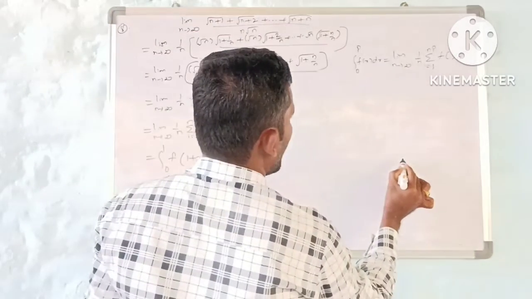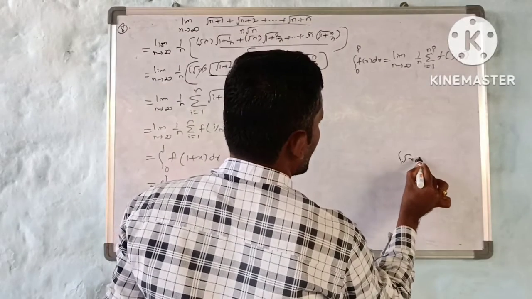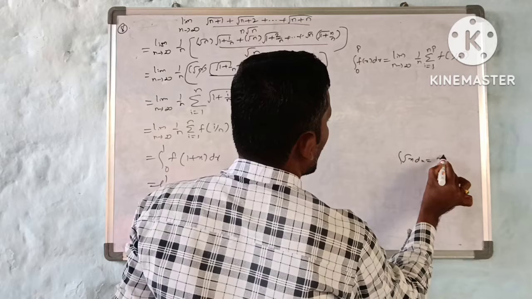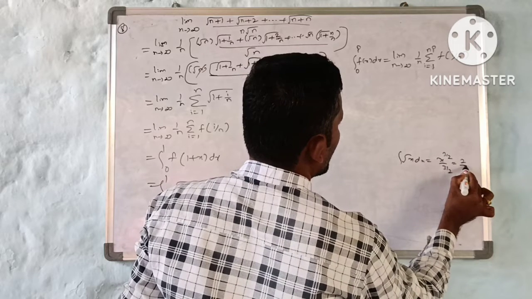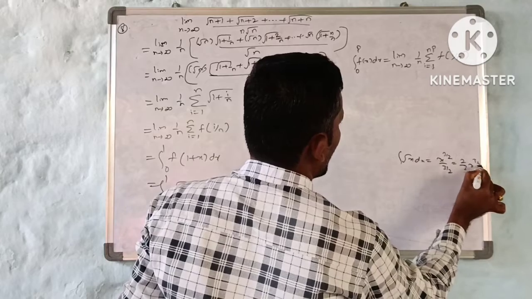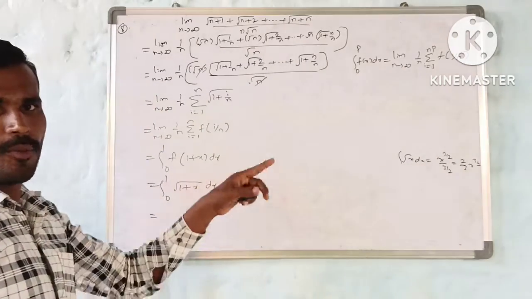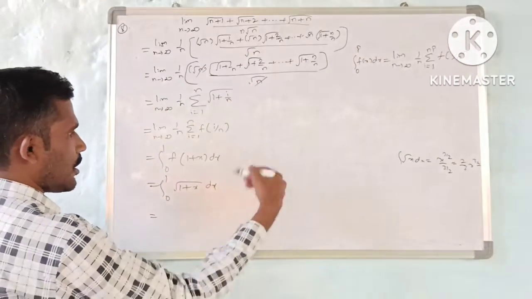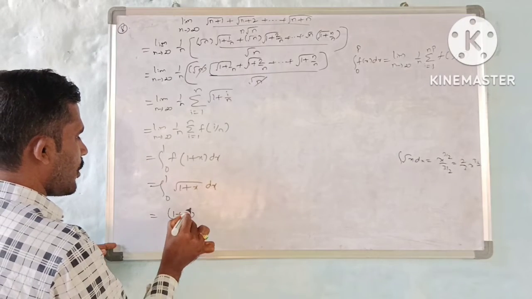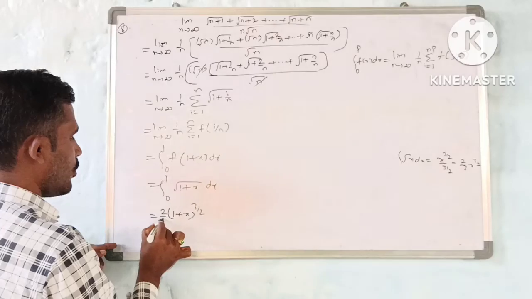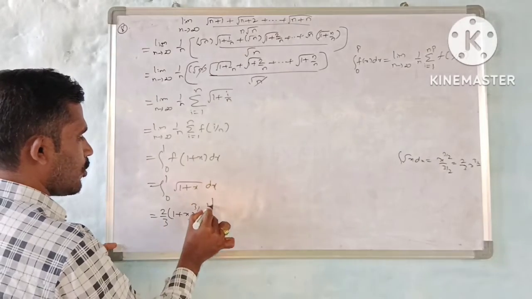The integration of root x is x power 3/2. We have the formula: the integration of root x is x power 3/2 divided by 3/2, plus c. So then it is 2/3 x power 3/2, since 1/2 plus 1 is 3/2. So then what will we get here? (1 + x) whole power 3/2, with 2/3. The limits here are 0 to 1.